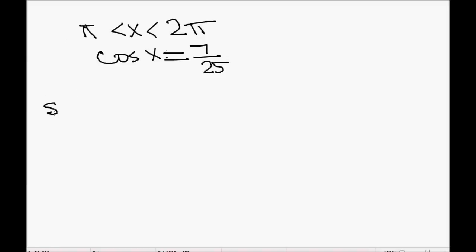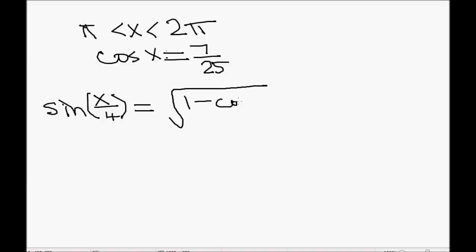Okay, so sine of x over 4 is equal to, well, it's going to be plus or minus again, more on that in a second. And the formula goes square root of 1 minus cosine of x over 2, over 2. Now, is it plus or is it minus?